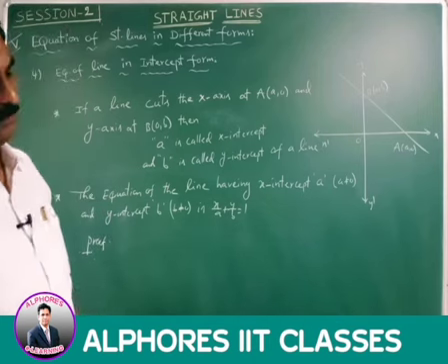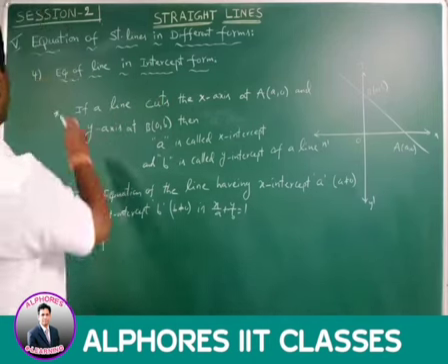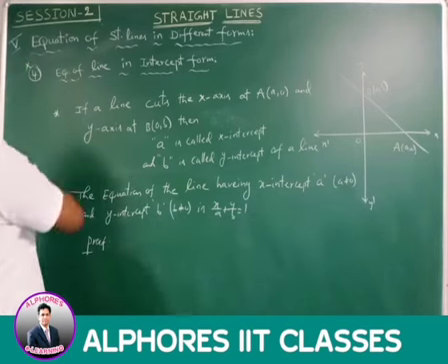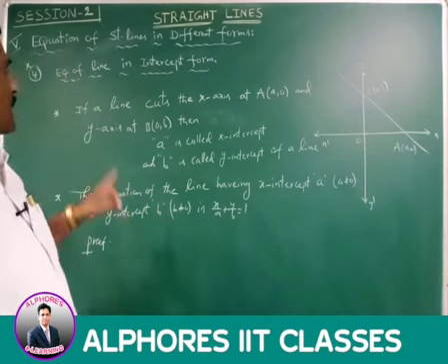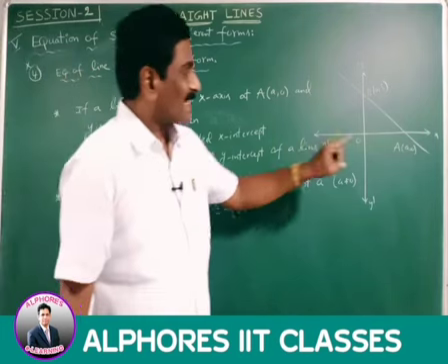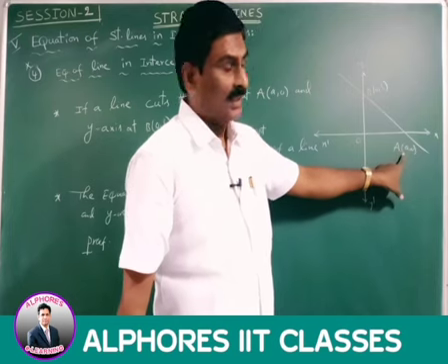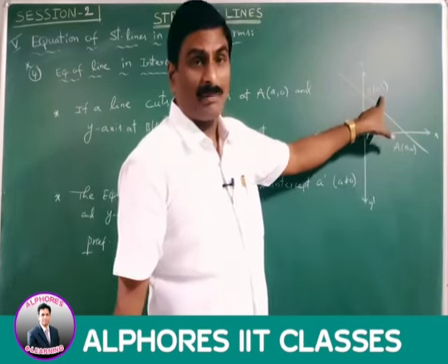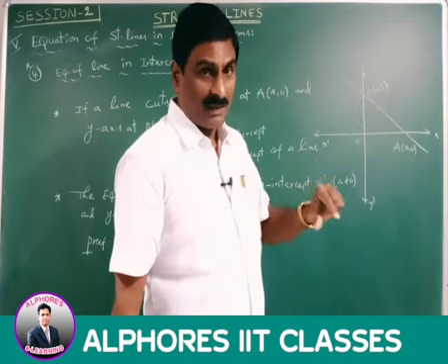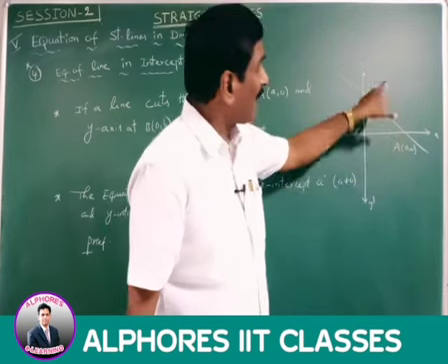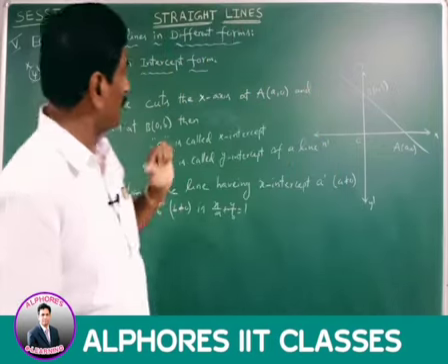Next, fourth one. Equation of line in intercept form. Very important form. Equation of line in intercept form. Suppose the line cuts the x-axis at a comma 0, then a is said to be x-intercept. Suppose the line cuts the y-axis at 0 comma b, then b is said to be y-intercept. In this case, the equation of the line in terms of a and b is said to be intercept form. Okay, please write this value.